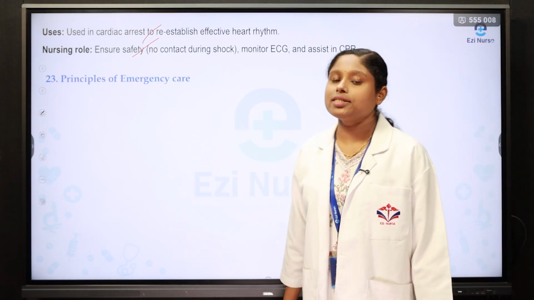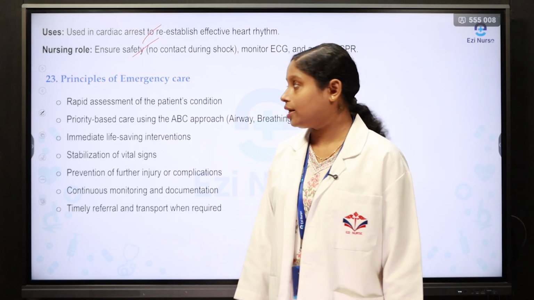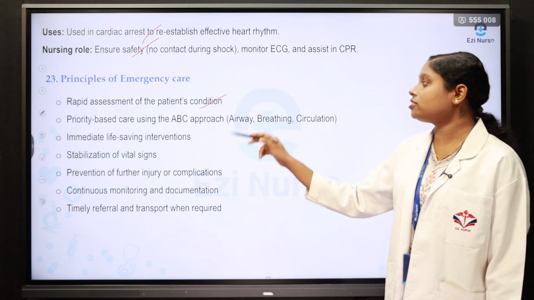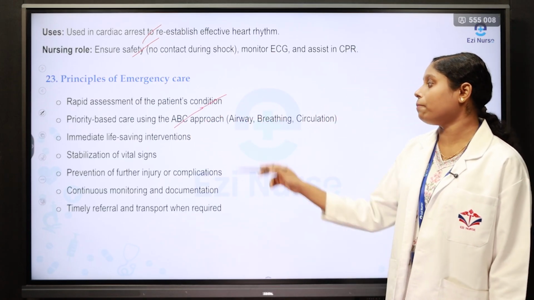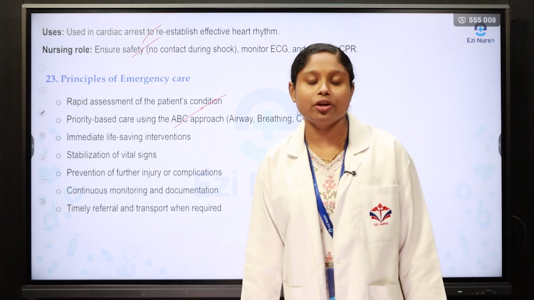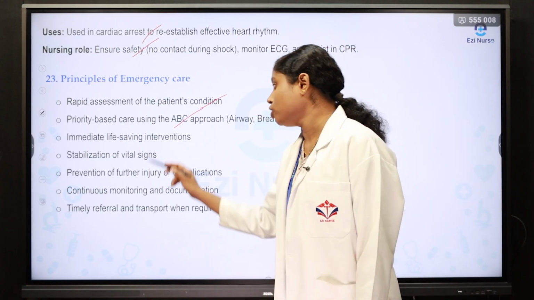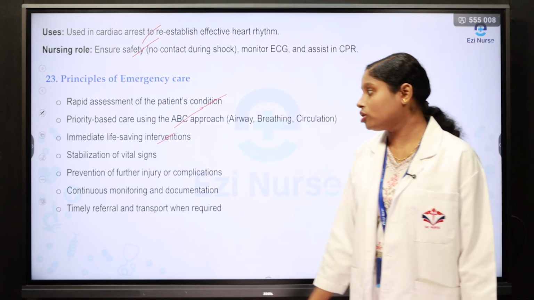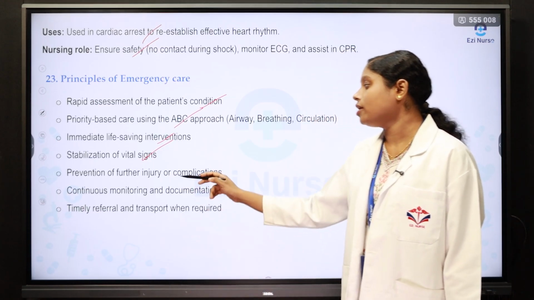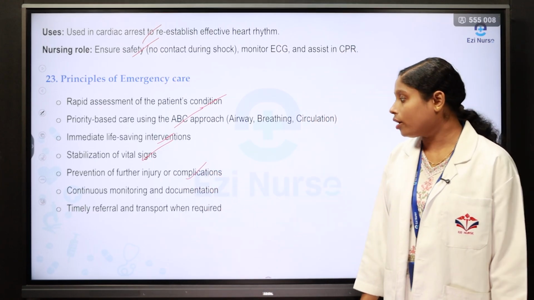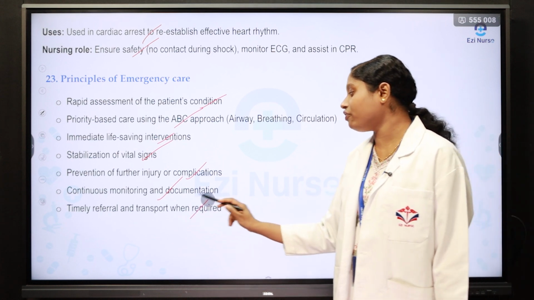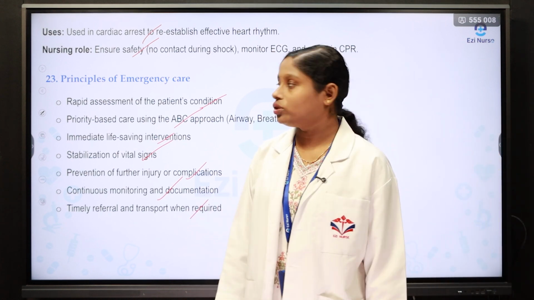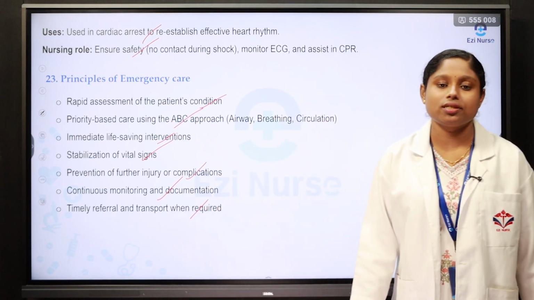So the next question is principles of emergency care. What are the principles? Rapid assessment of the patient, priority based care using the ABC approach. What is the ABC approach? Airway, breathing and circulation. Immediate life saving interventions, stabilization of vital signs, prevention of further injury or complications, continuous monitoring and documentation, timely referral and transport when required. So these are the principles of emergency care.